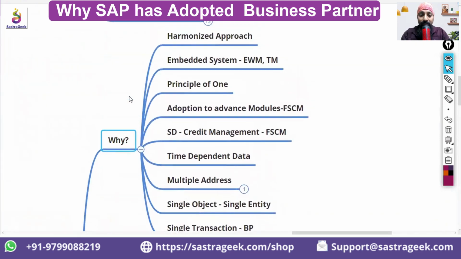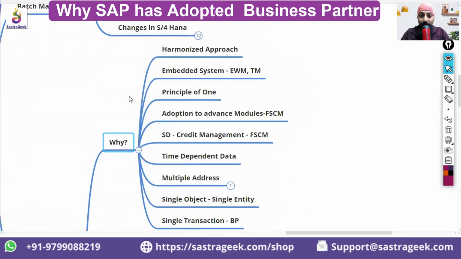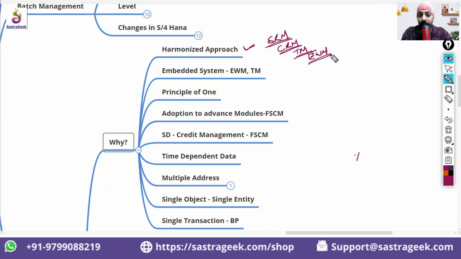So these are the reasons why SAP has adopted the business partner. Right. So the first reason is the harmonized approach. We have a business partner in SRM, we have a business partner in CRM, in TM, and in EWM. So then why not have a business partner in S/4HANA, so that the integration will be smooth and a harmonization approach would be there between the different SAP products. So harmonization is one of the reasons.